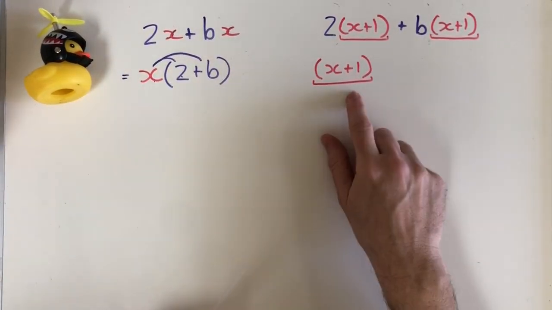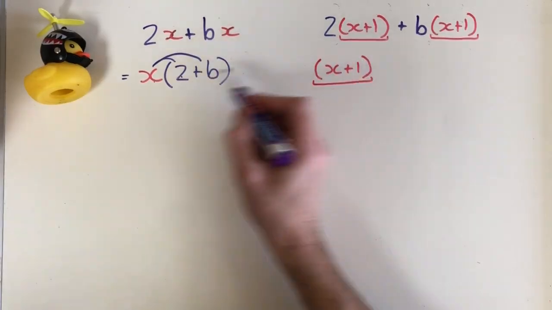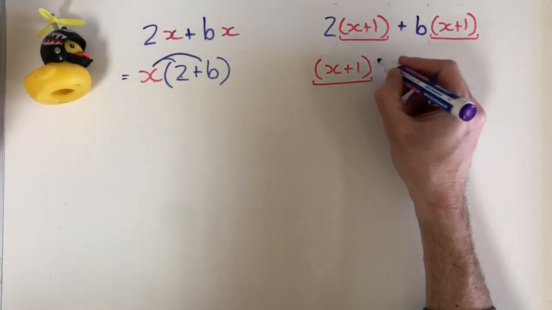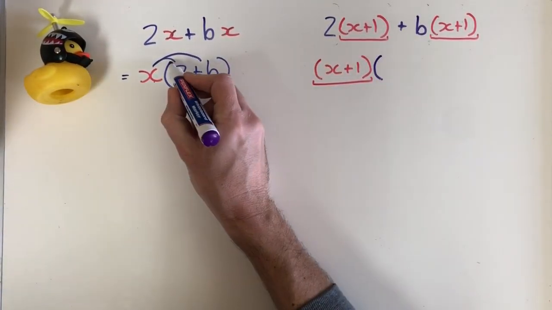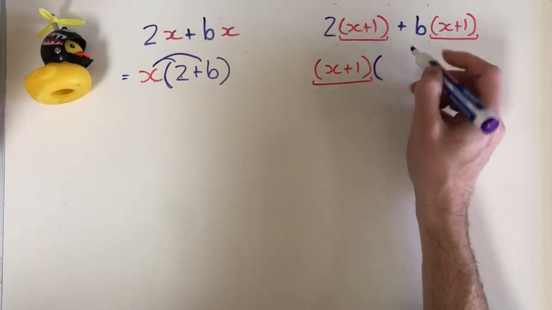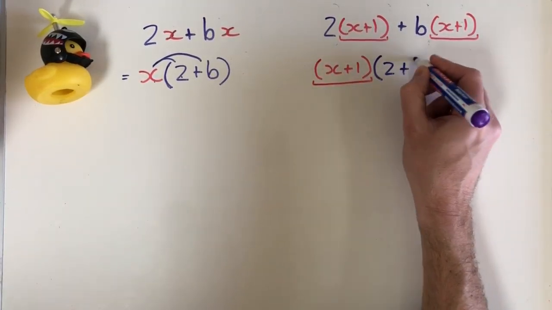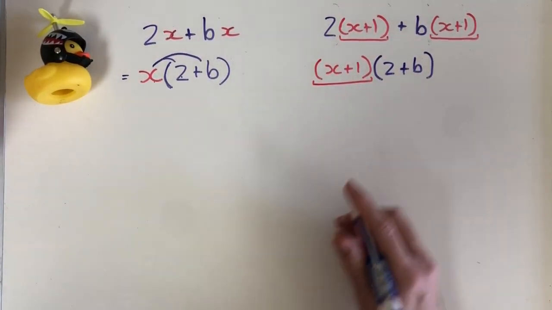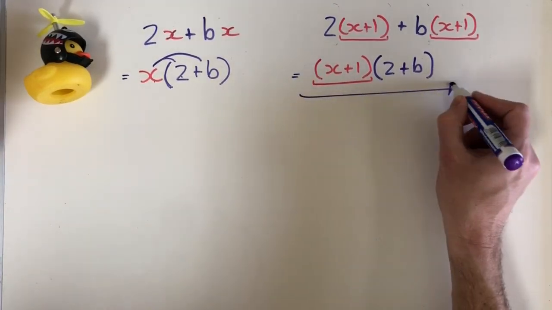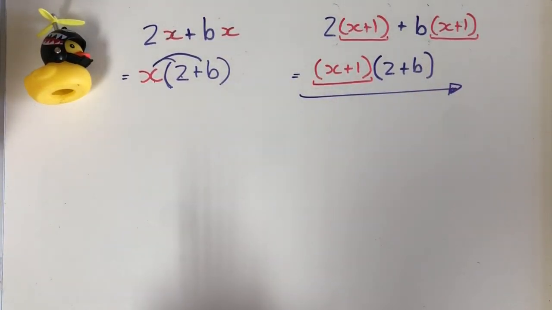Okay. Now looking at this example, we have to do the same. I took out the x like here, but it was a whole bracket. And then I write a bracket just like I wrote that bracket. And I wrote whatever is left, 2 plus b. And there we go. So this is now factorized. It looks a bit weird because there's a bracket. But let's look at another example.